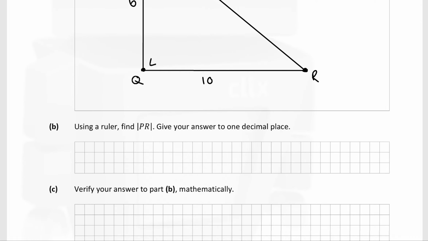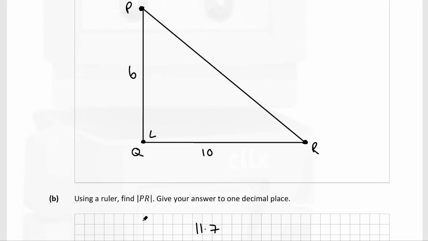What I'm going to work on is this next part, which is verifying your answer mathematically. So when they say to verify your answer mathematically, you can't just sub it in, because what if this was wrong? Now 11.7 is the right answer, but if that was wrong and you subbed it in, you wouldn't be getting the marks. So you have to find basically the missing side, which was P to R.